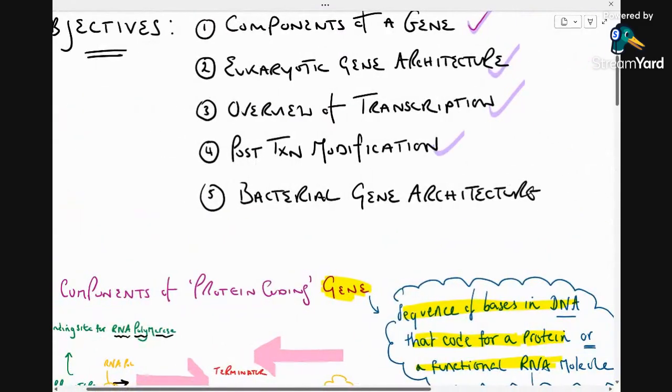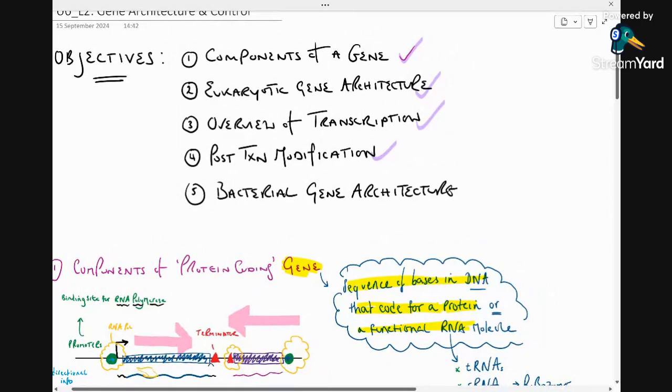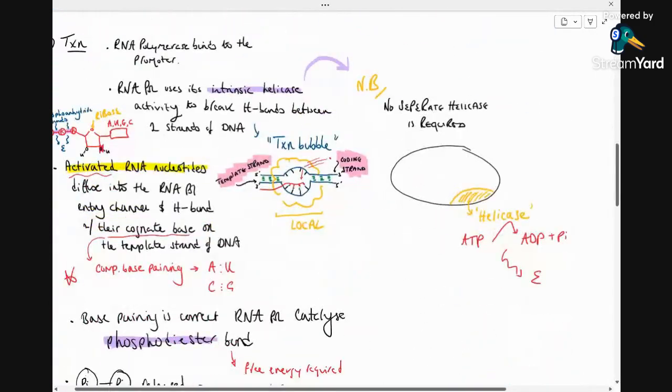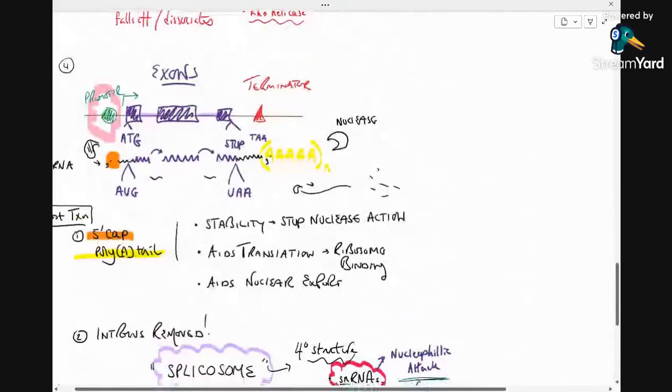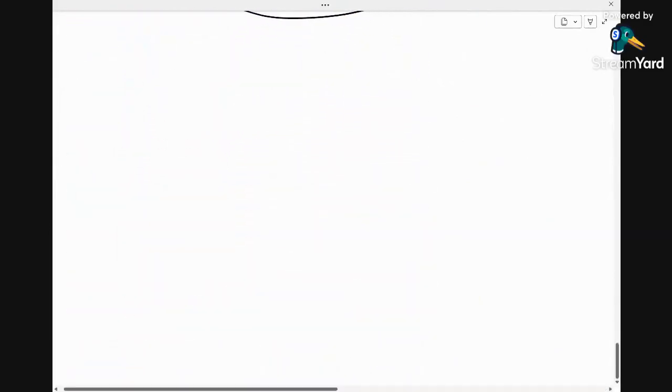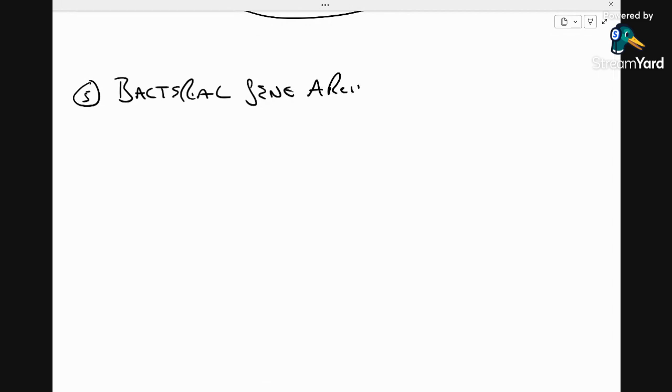And I just want to spend 5 minutes or so now looking at how bacterial genes differ. A lot less detail required here. They're a lot more simple. So this is bullet point number 5. Last point for today, which is bacteria. Bacterial gene architecture.